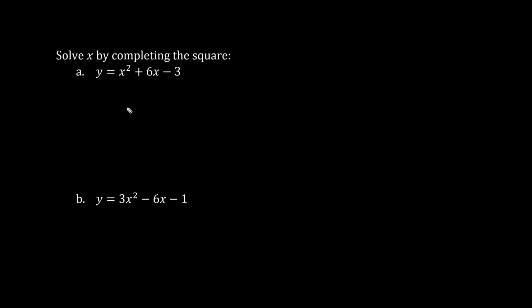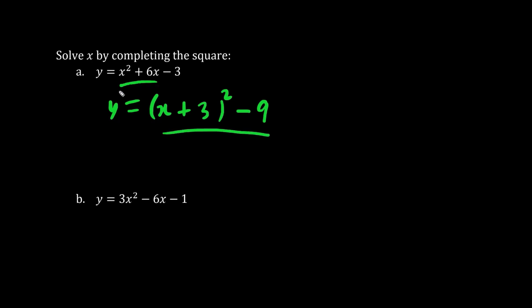Let's solve x by completing the square. We focus on x squared plus 6x. We write y equals (x plus half the coefficient of x, which is 3) squared, minus 3 squared, which is 9. So this underlined part is the same as this underlined part here, all minus 3.